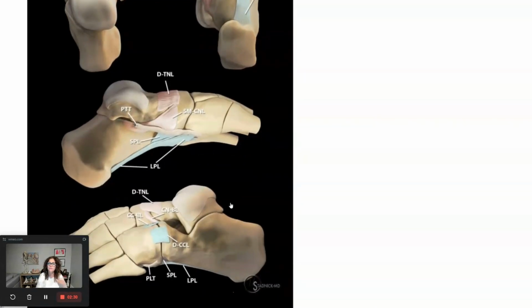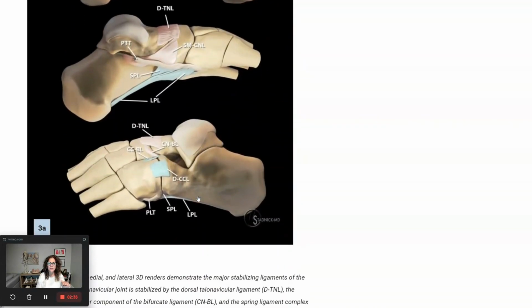Now let's look at it from the side, sagittally. First, let's take a look at this laterally, looking at that dorsal calcaneocuboid ligament. We're seeing the bifurcated ligament here. We're seeing that calcaneocuboid component and the calcaneonavicular component. And again, we're seeing a piece of that strong dorsal talonavicular ligament.